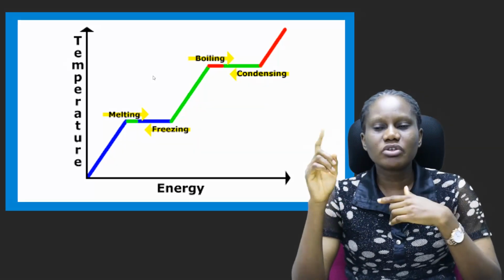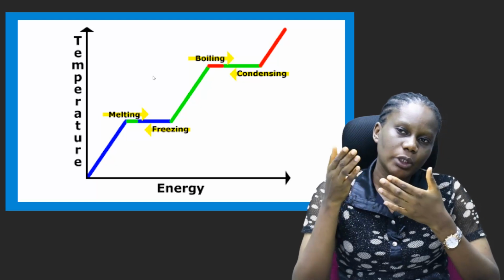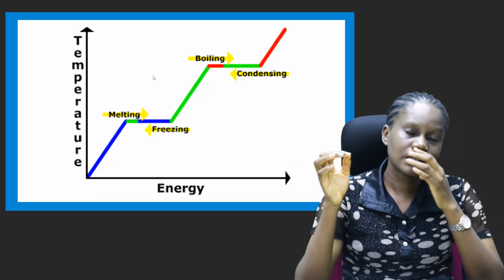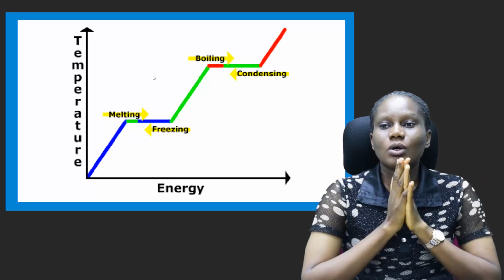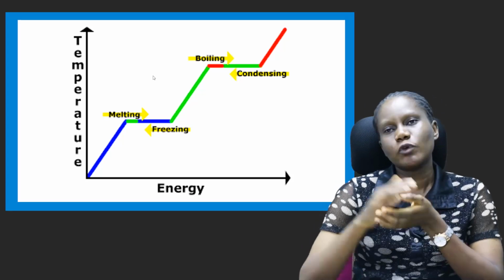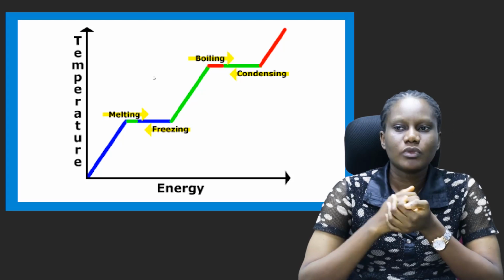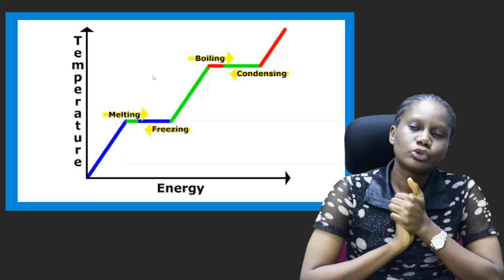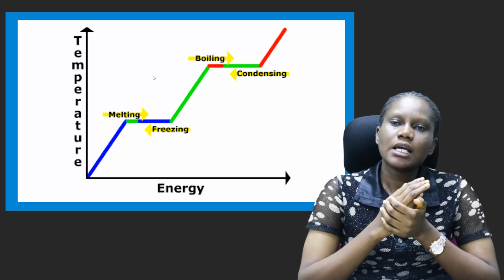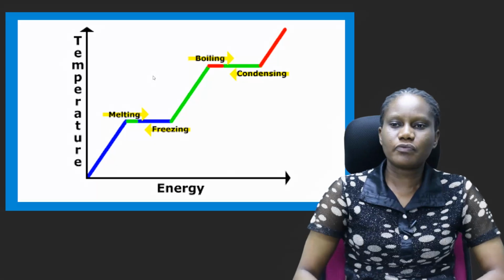And through the reverse process, when you want to take your gas back to liquid, and your liquid to solid, from gas to liquid we call it condensation. That is condensing. So you have your gas to liquid through condensation, and your liquid to solid occurs through freezing.